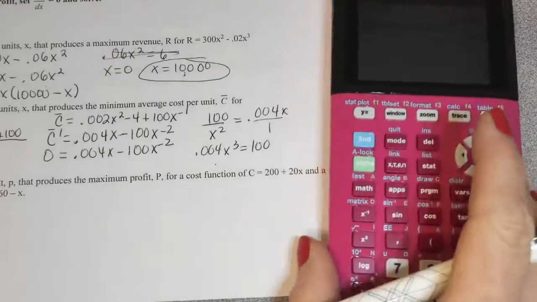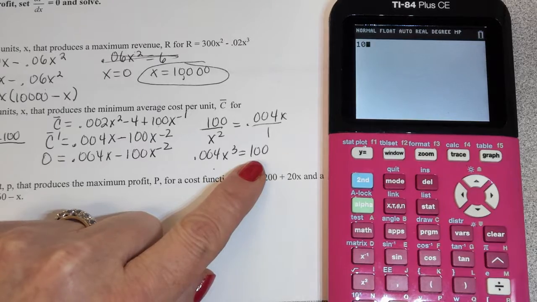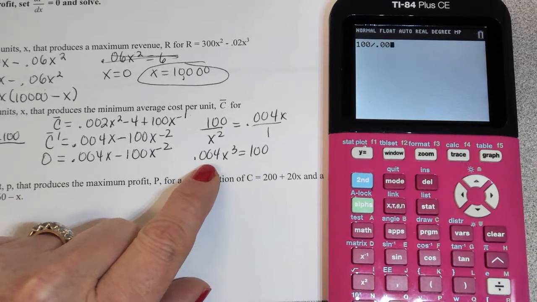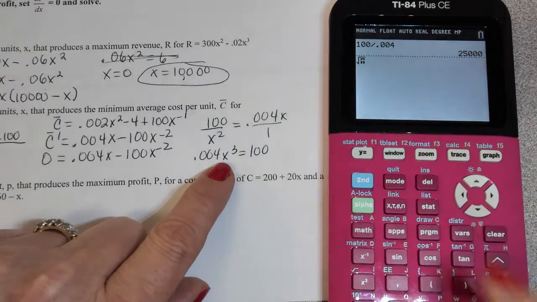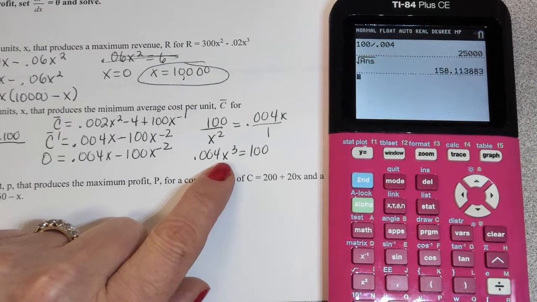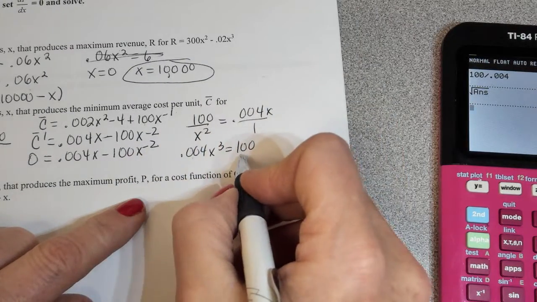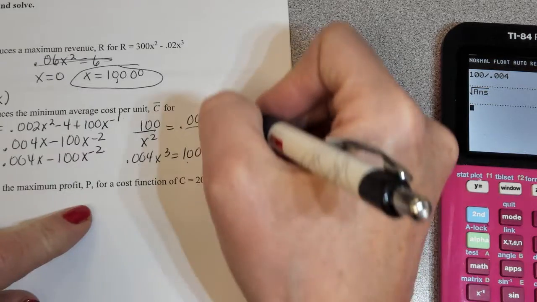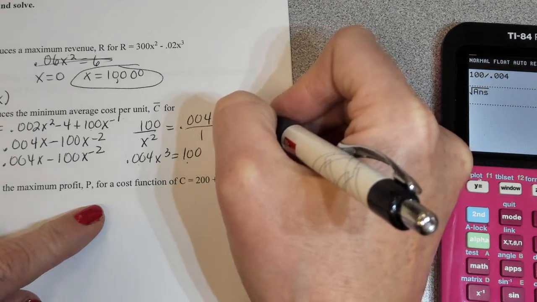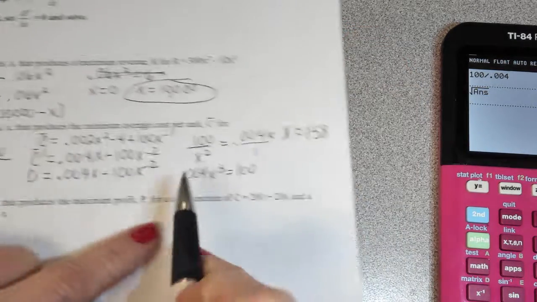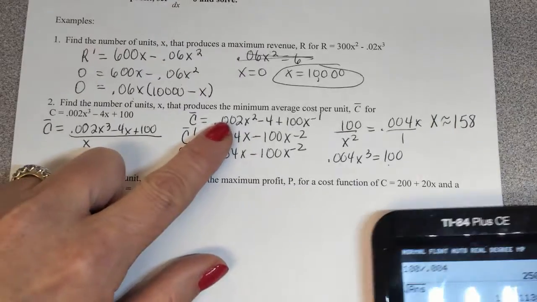And so now I'm going to have to do this all in step. You guys should be able to handle that. We're going to divide 100 by 0.004, get that answer, and now I have to take the cube root of that, and I get 158. So I divided by the 0.004, took the cube root, so x is approximately 158 units, and that's going to minimize our average cost per unit if we produce that many.